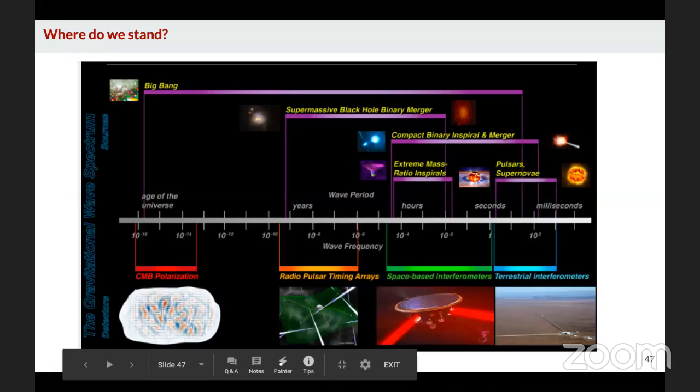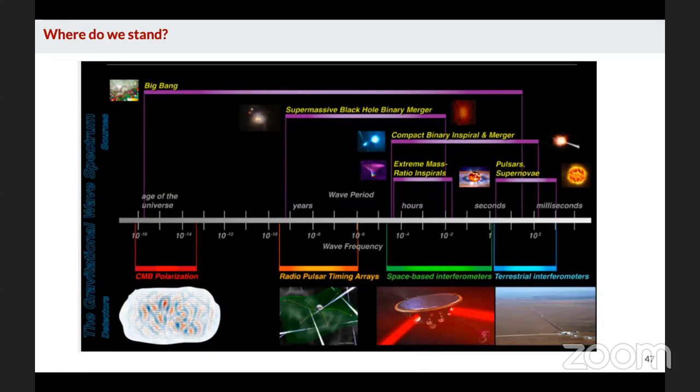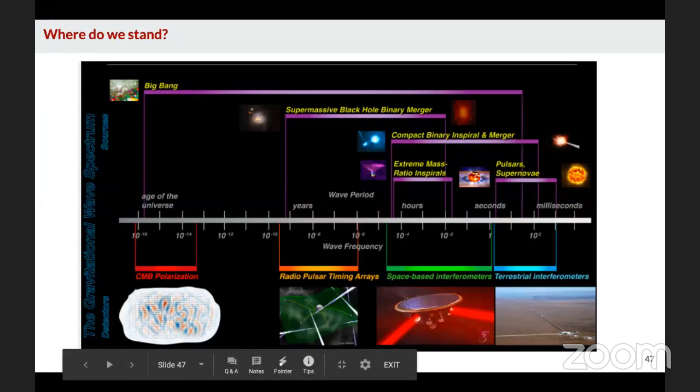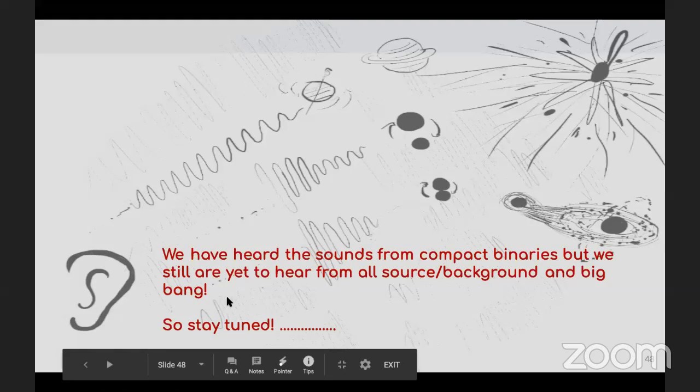So we have terrestrial interferometers. Sooner or later in the future, we'll be having space-based interferometers, which will be detecting signals which last for a couple of hours. And these will be sources of extreme mass ratios and supermassive black holes, everything. And as we go down the sensitivity, we will eventually be detecting signals from the Big Bang. This is what we hope for, and this is our future where we want to understand.